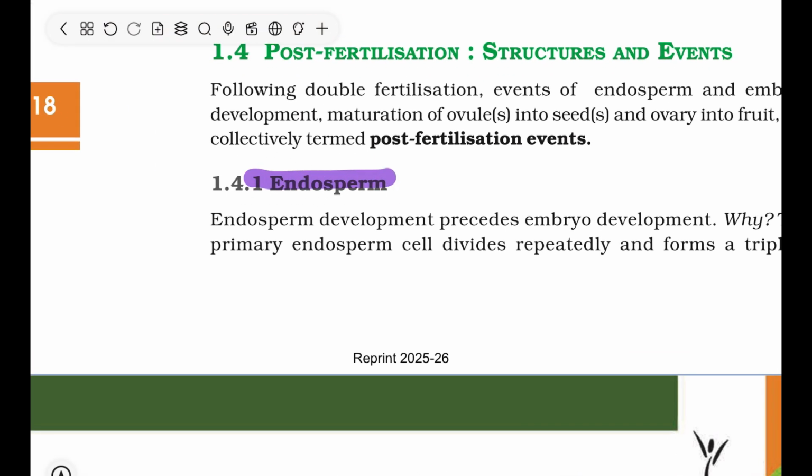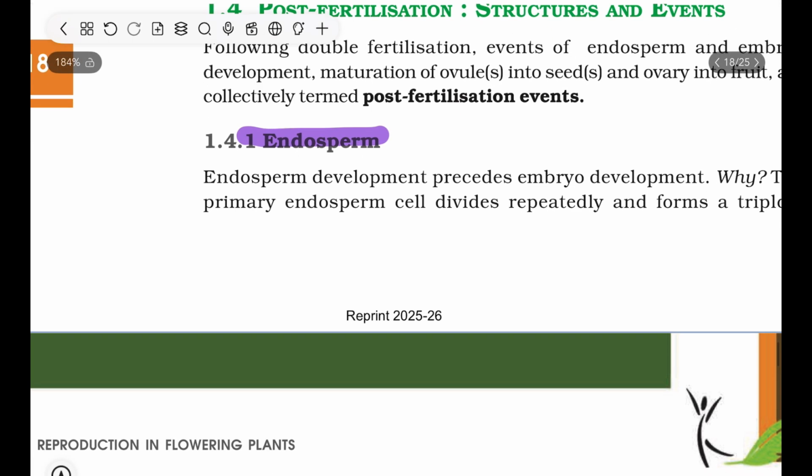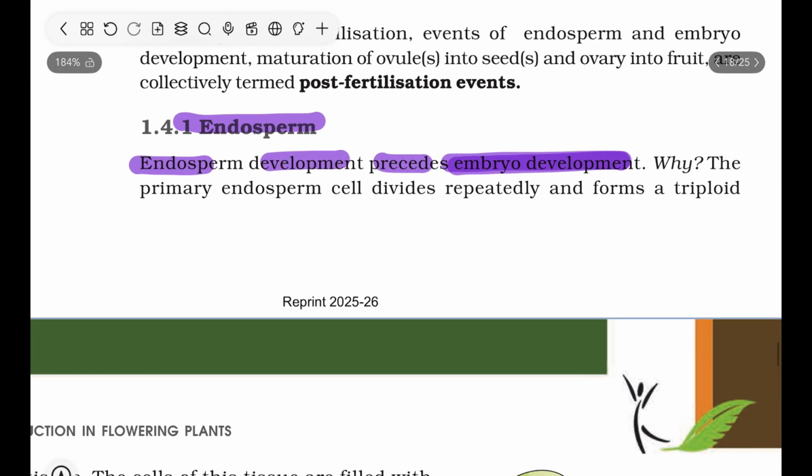What is endosperm? Endosperm is basically a triploid structure that forms during the double fertilization event in angiospermic plants, and it helps in embryo development. Endosperm development precedes embryo development. That basically endosperm development further helps in the embryo development.